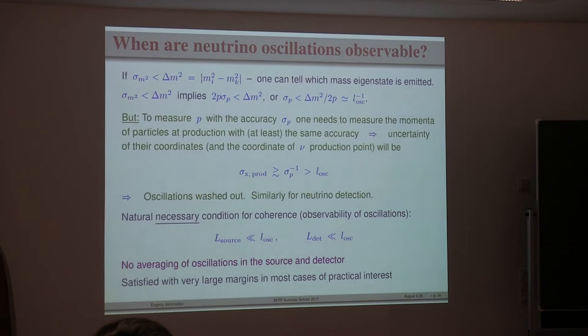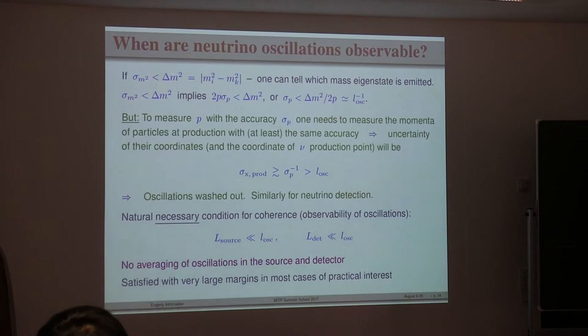Why does a very accurate measurement of energy and momentum of the neutrino at production destroy neutrino oscillation? Because for such a measurement, we need the production process to be delocalized in space and time to such an extent that the region in which the neutrino is produced is bigger than the oscillation length. So if there are many oscillation lengths in this region, you will not see any oscillation, because you don't know exactly the coordinate. You only know it with some uncertainty. So you have to integrate over the size of the production point, and then you average out all the neutrino oscillations. So a very simple explanation.